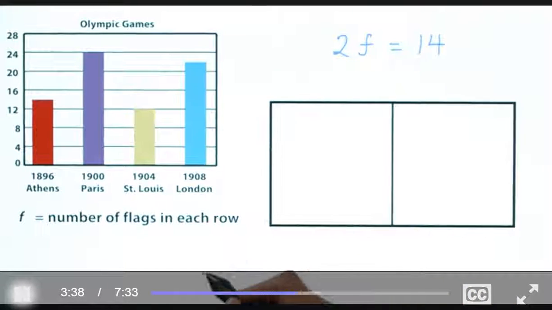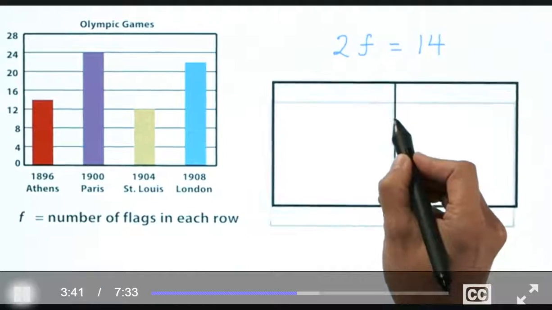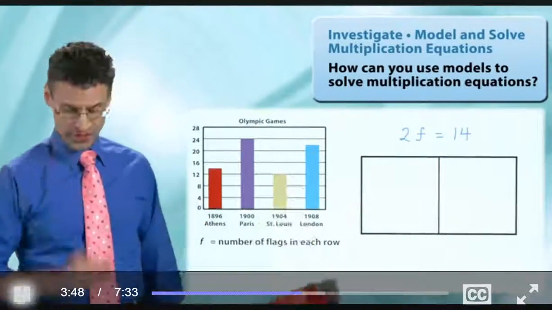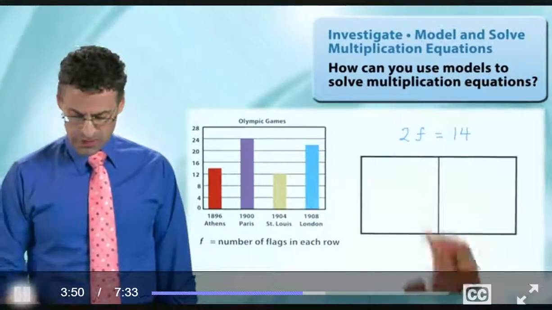And now we can see both the equation and the model of the equation at the same time. Isn't that clever? Aren't I clever? I might deserve a gold medal. We'll see.